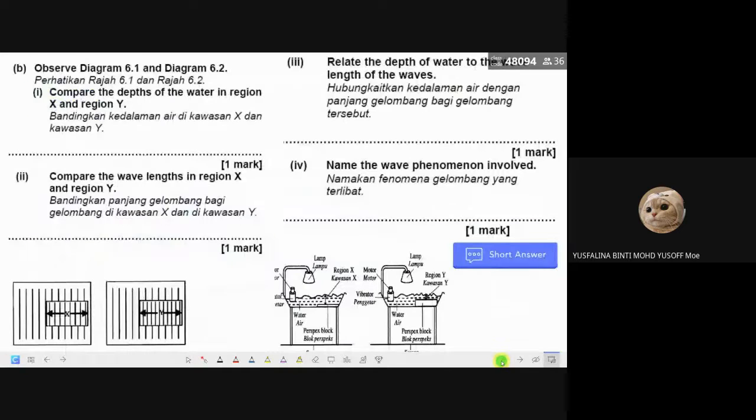Alright, so let's discuss the answer here. The depth of the water in region X is deeper than Y. So the wavelength of X also is higher than Y. So relate the depth of the water and the wavelength. So this one is just like before. You can just put directly proportional, or the deeper the water, the higher the wavelength.